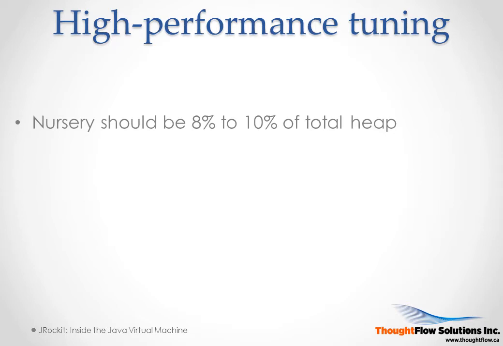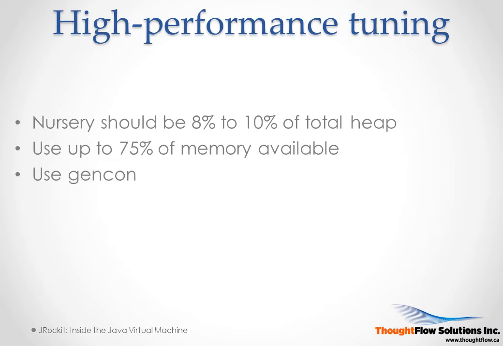So let's look at some tuning for high performance. The nursery should be around 8 to 10% of the total heap. These are strategic numbers. If we go back to the garbage collection theory, we said that copy collection has a sweet spot for small heaps. And this is why, if we stick to these numbers, we get a small heap, generally speaking. The idea is also to use 75% of the memory available on the hardware, and the remaining 25% is for the actual JRockit overhead.